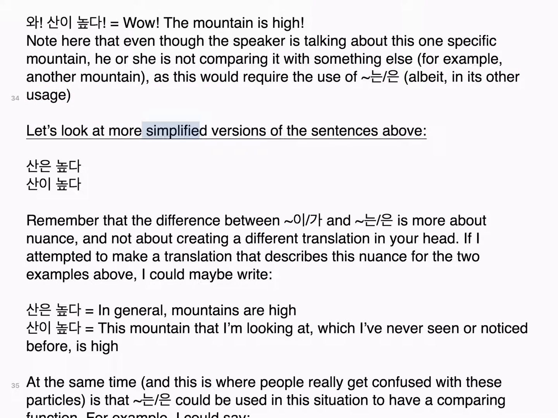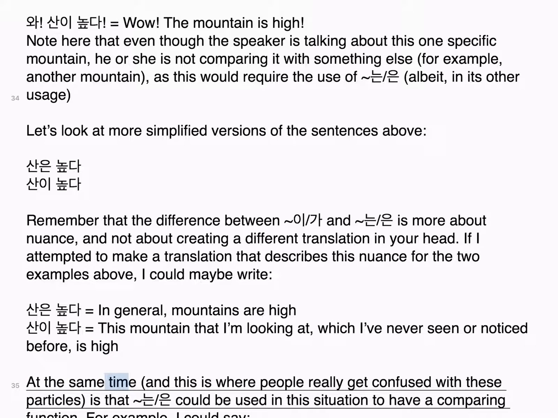Let's look at more simplified versions of the sentences above. 산은 높다. 산이 높다. Remember that the difference between 이/가 and 은/는 is more about nuance, and not about creating a different translation in your head. If I attempted to make a translation that describes this nuance for the two examples above, I could maybe write, 산은 높다: in general, mountains are high. 산이 높다: this mountain that I'm looking at, which I've never seen or noticed before, is high.